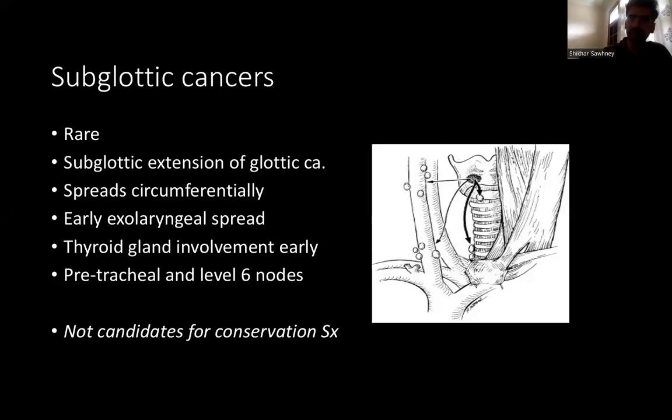The lymphatic drainage of this area is to the pretracheal and the level 6 nodes. The importance of these subglottic cancers is that, because of their close proximity to the cricoid cartilage, they are absolutely not candidates for any sort of conservation laryngeal surgeries.